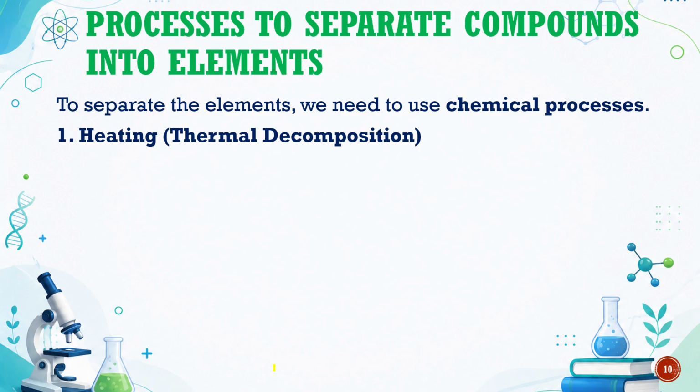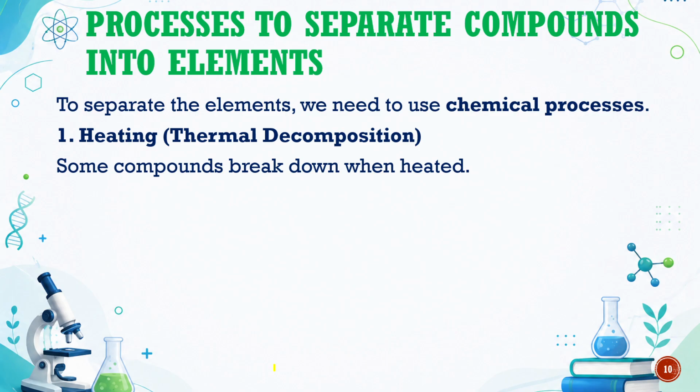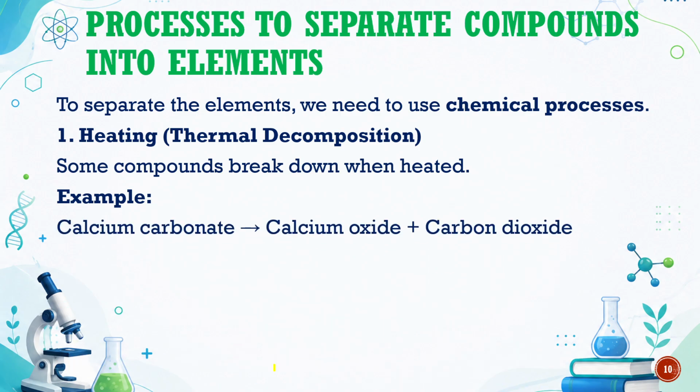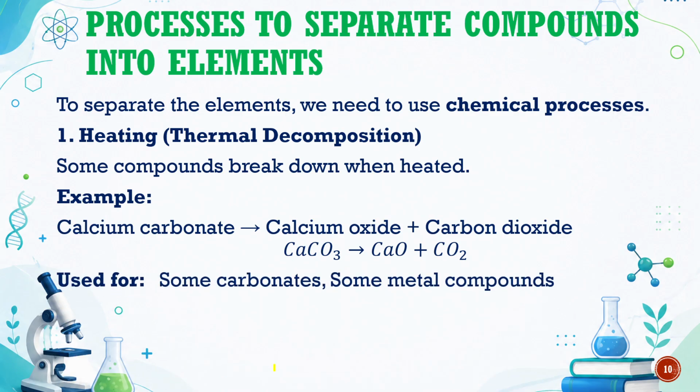First one is heating, which is also called thermal decomposition. What happens is, some compounds break down when they are heated, and that's where we decompose the compound into its original elements. So let's say you have calcium carbonate. When calcium carbonate is heated, it gets broken down into calcium oxide and carbon dioxide, forming the two original elements.